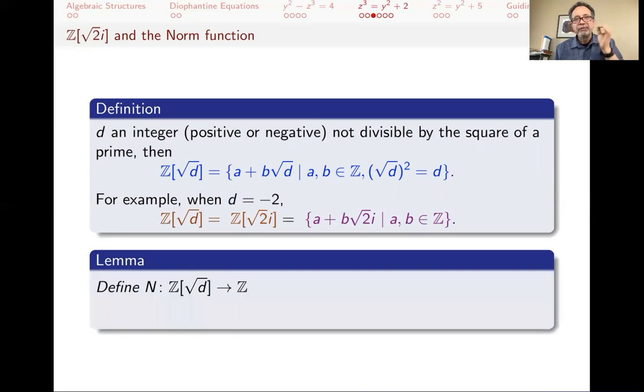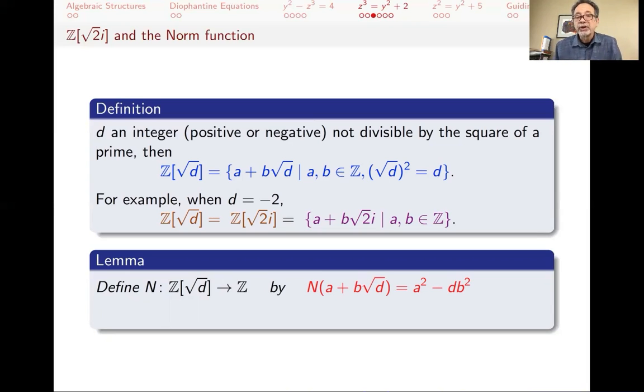One tool that will be very useful is this norm function. We're going to define a function N that takes one of these numbers and gives us an actual integer. It's going to be defined by N of a plus b square root of d equals a squared minus d b squared. It's what you get when you take a plus b square root of d and multiply it by its conjugate, a minus b square root of d.